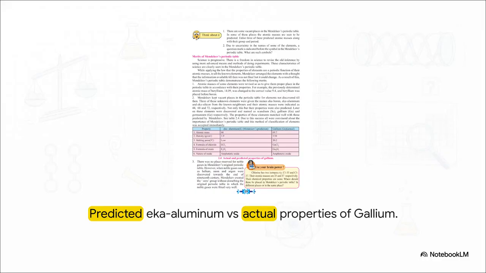To truly prove Mendeleev's genius to you, let's look at his specific prediction for an undiscovered element he temporarily named Eka aluminum. He boldly predicted its atomic mass would be 68, its density would be 5.9, and its melting point would be low. Years later, scientists actually discovered the element gallium. When you compare his predictions with the actual properties of gallium, it's mind-blowing. Actual mass, 69.7. Density, 5.94. Melting point, 30.2. His predictions matched almost exactly. It was a massive, triumphant moment for his periodic table.